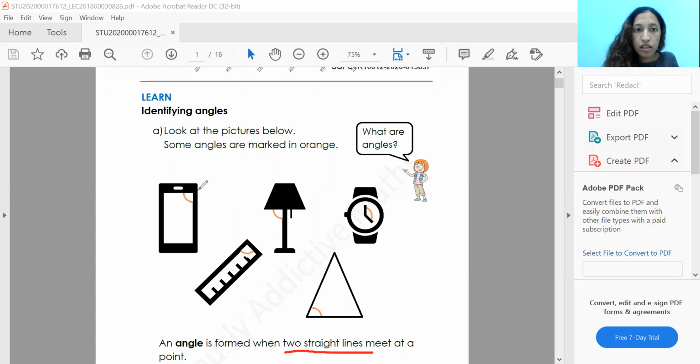Meaning, for example, can you see this picture with this object over here? Two straight lines, 1, 2. They meet at a point. So that's how an angle is formed. For example, this. So when you draw an angle, it should be something like that. Okay, so when two straight lines, 1, 2, meet at a point, there you form your angles. So that is an angle, all right?